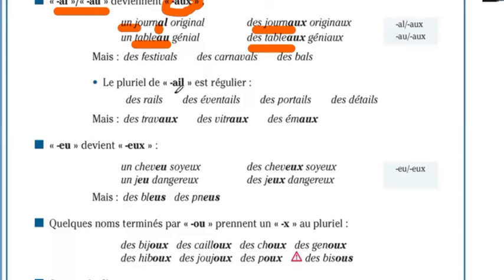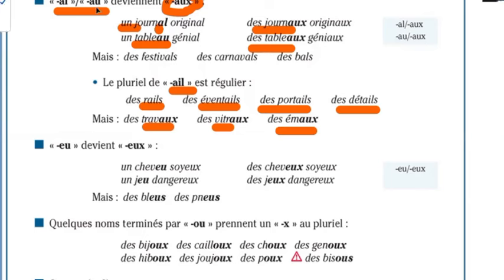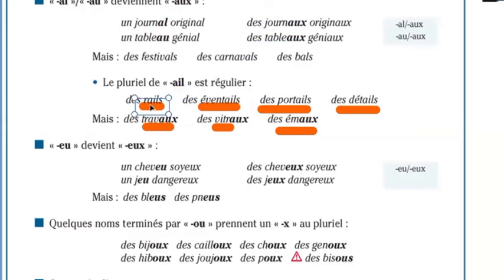Now, when words end in AIL, you add S: des raies, des inventaires, des porteurs, des détails. AIL, you just add S to form their plural. But there are exceptions. For example, travail becomes travaux, vitrail becomes vitraux. So you take note of all those exceptions. So I've seen two rules now. AL and AU become AUX with the exceptions that follow. But AIL takes regular S to form the plural. Now, having said that, apart from words that end in AL and AU that become AUX and AIL that take S with the exceptions that go with them, there are other forms of forming plurals.